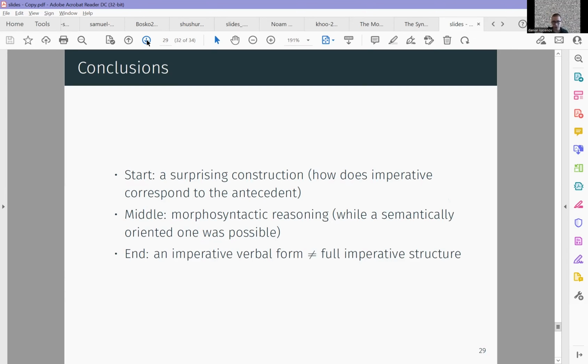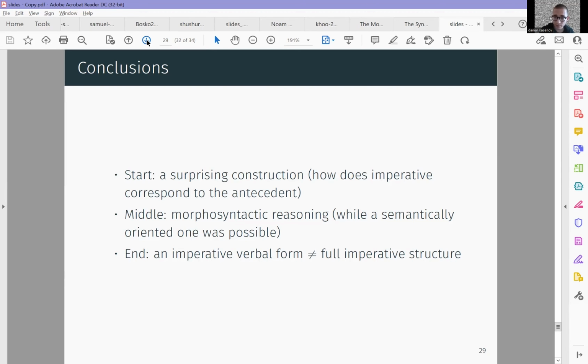We started with a surprising construction. How does an imperative correspond to an antecedent? How did this happen? In the middle, we have stuck to morphosyntactic reasoning. While I think that a semantically oriented one was possible, you could start with the fact that it looks like an imperative, and try to somehow combine the counterfactualness and the imperativeness in such a way that the semantics would work, and somehow, although I don't know how, the morphosyntactic properties would follow. But if we start with the morphosyntactic properties, we end up with the conclusion that even though it looked surprising, it was not a true imperative.